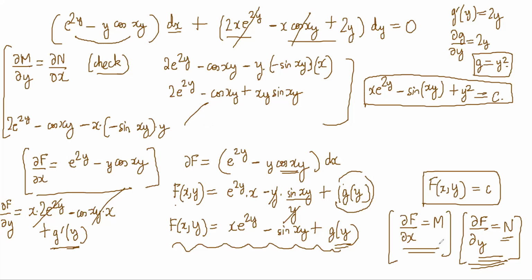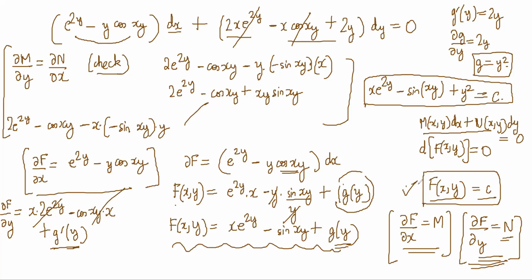But how did you get is equal to c? Because that came in the beginning only, no? So m of xy dx plus n of xy dy is equal to 0, right? We were saying it is exact if we can write it as d of f of xy, right? So d of f of xy is 0. The solution of that is f of xy is equal to c, right? So f of xy is equal to c is my solution here, and I have found my g of y. So I will just put that there, and this is the answer.